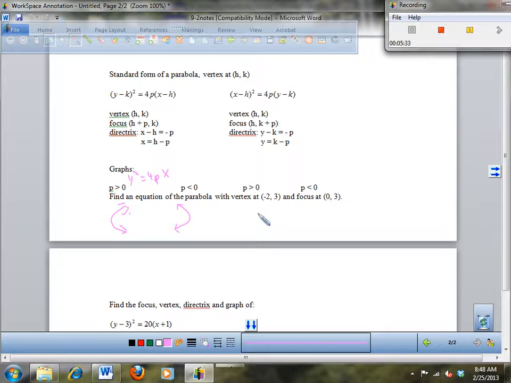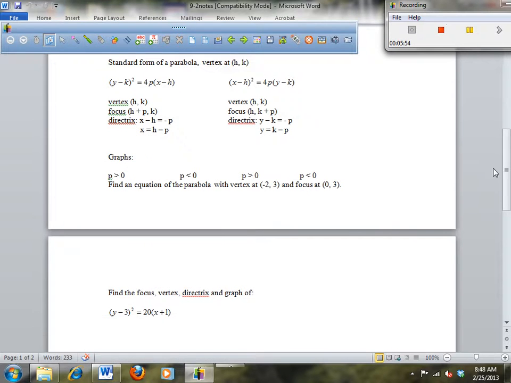If p is positive, it's a right side up parabola, and if p is negative, it's an upside down parabola. So just so you know that, you can get that from these equations, but it's kind of trickier. All right? Can I move on? Sure you can. Okay.